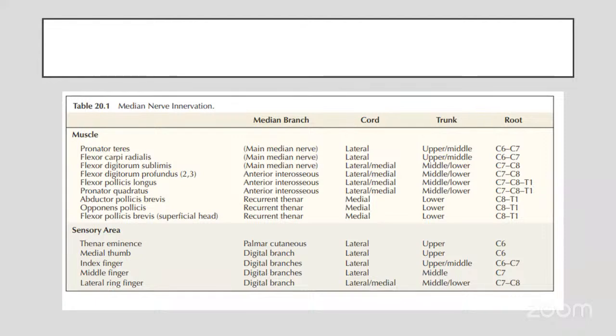The sensory supply of the median nerve is by a palmar cutaneous branch that supplies the thenar eminence, the digital branch which supplies the medial thumb, index finger, and middle finger, and the lateral half of the ring finger is also supplied by the distal branch of the median nerve.